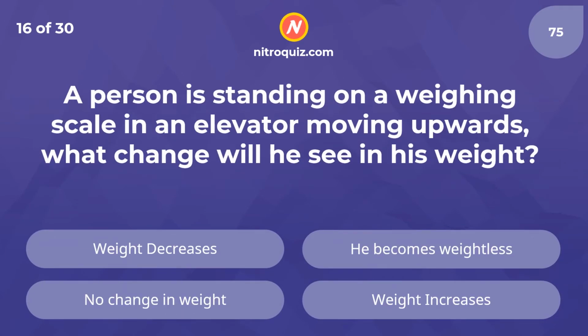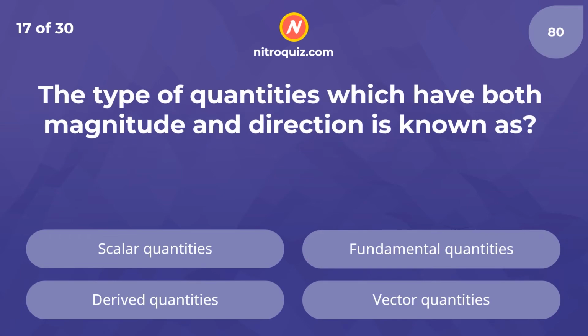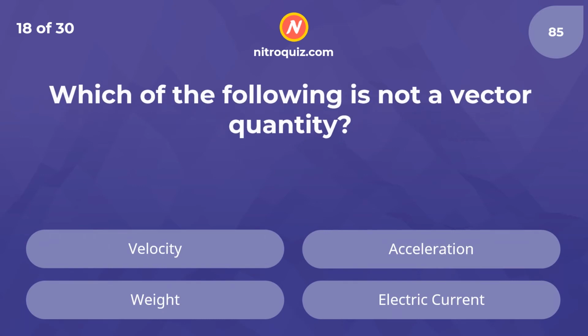A person is standing on a weighing scale in an elevator that is moving upwards. What change will he see in his weight? Answer is weight increases. The type of quantities which have both magnitude and direction are known as... answer is vector quantities. Which of the following is not a vector quantity? Answer is electric current.